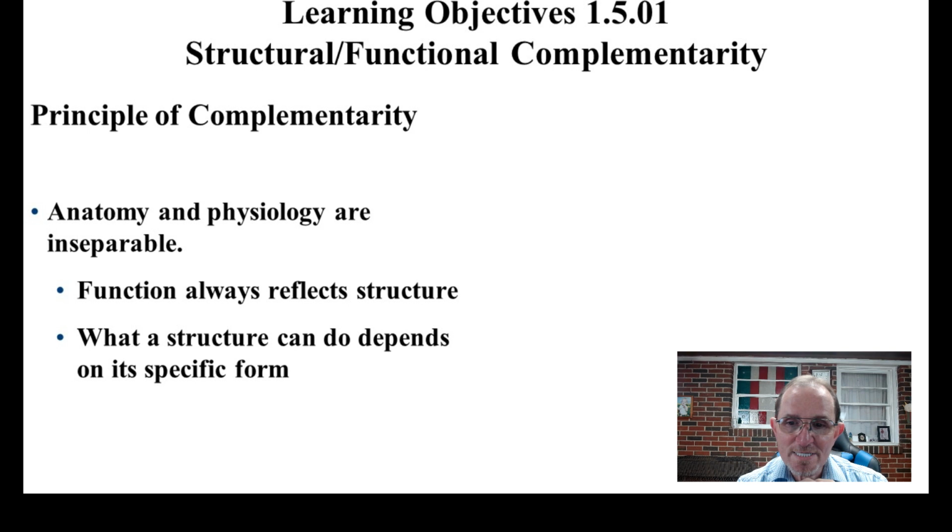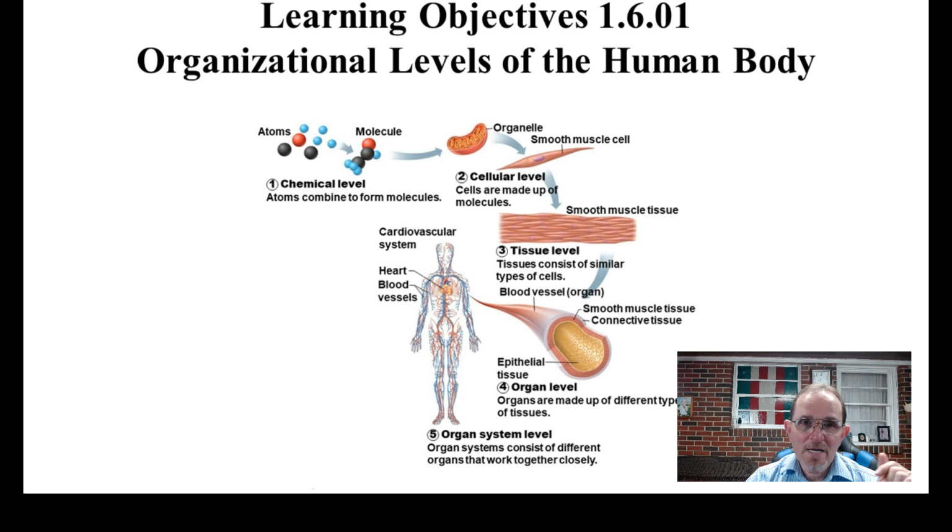So what we're saying is that the way that we're built, every part of our body is designed to perform a specific function. And that's all that this whole concept means. It is something you're going to need to know, guys. So, mark it down. Okay, organizational levels of the human body, and this is what we actually do in A&P 1 and 2.